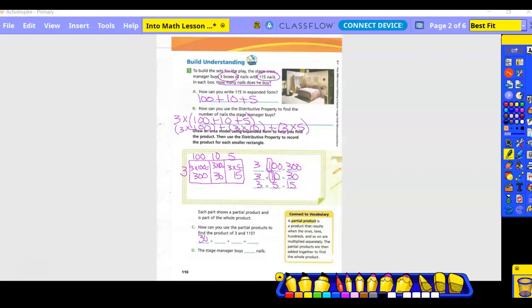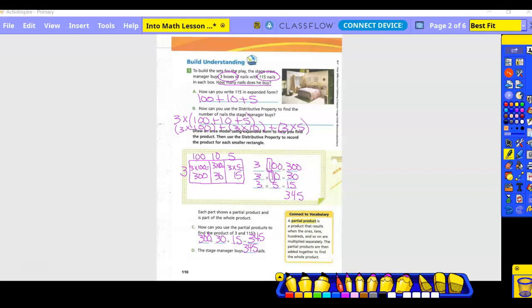So we would do 300 plus 30 plus 15. So we get 5, 4, and 3. 345. The stage manager buys 345 nails. Okay? And then some vocabulary.